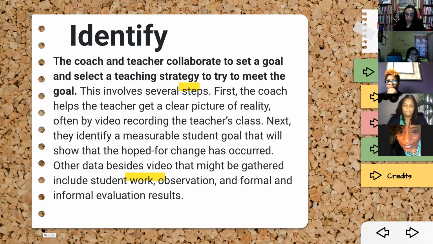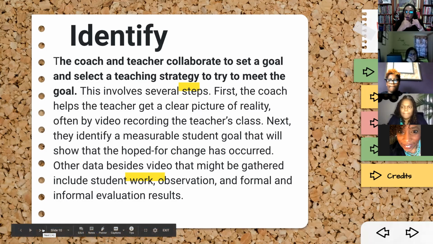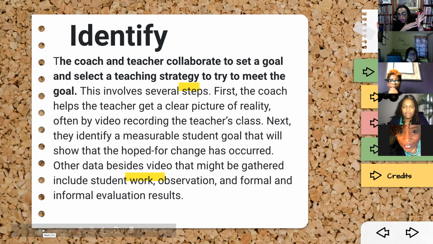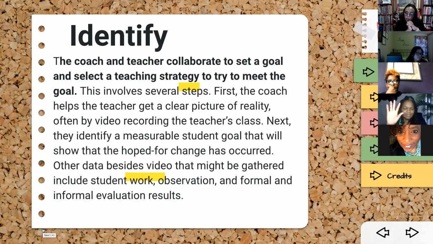So you may include student work, observation, and formal or informal evaluation results. So I just want to talk a little bit about this as far as coaching goes. Can anyone from our asynchronous learning, from the article, from your own personal life, speak a little bit about your experience with identifying this stage right here? Anyone have to do? Come on, tell us a little bit about that.